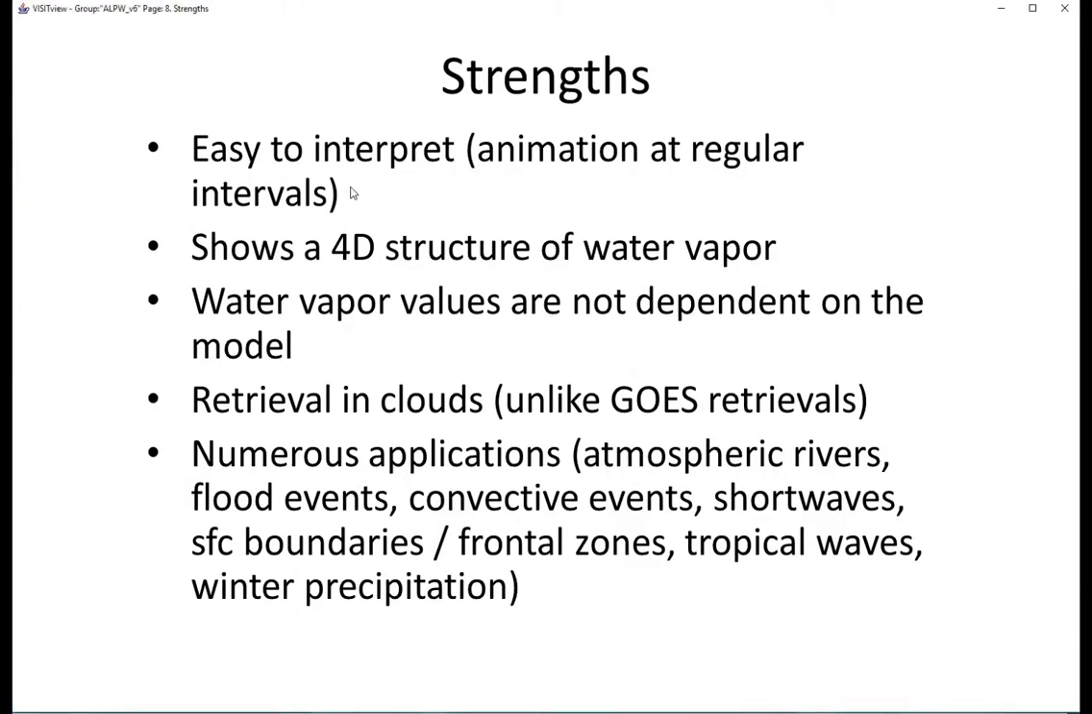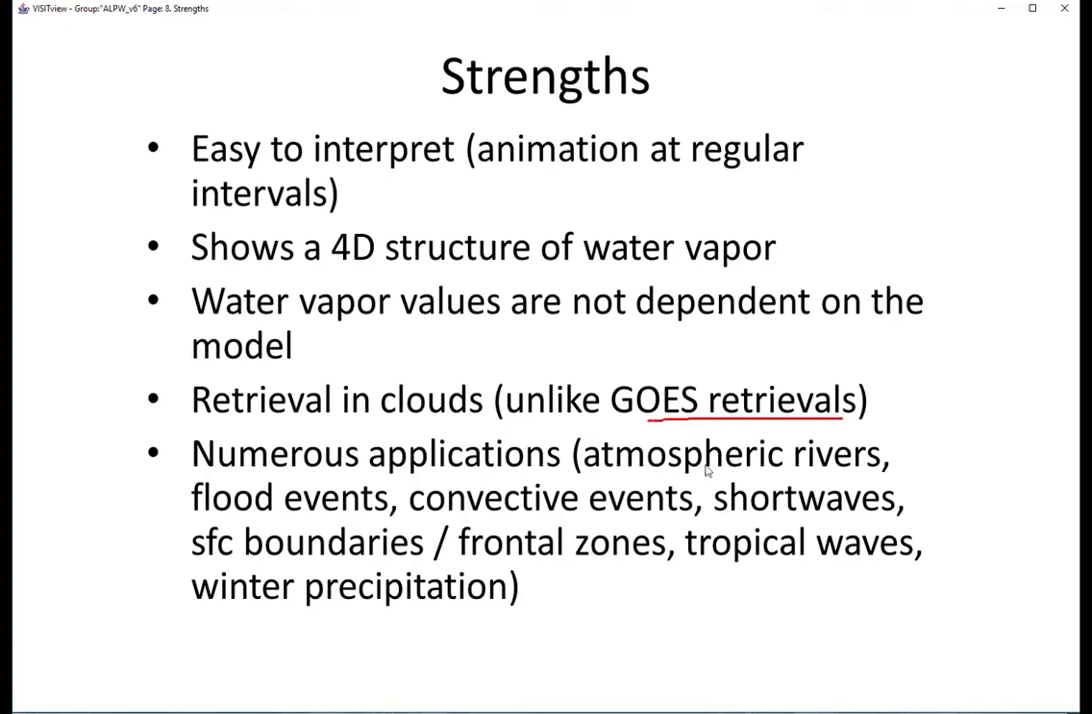Strengths: easy to interpret. The animation is available at regular intervals. It does show a 4-dimensional structure of water vapor, and the water vapor values are not dependent on the model. The retrieval is done in clouds, which is an advantage compared to GOES retrievals.